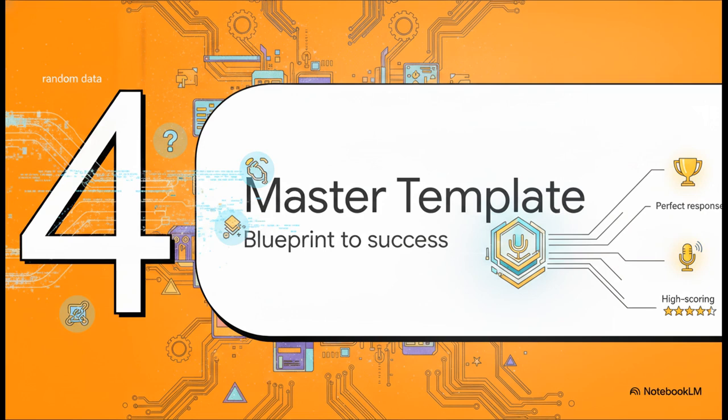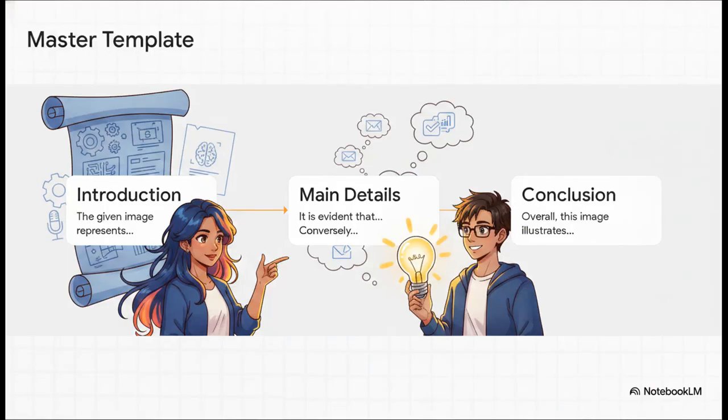Section 4. The Universal Master Template. This right here is your ultimate blueprint for success. Let's walk through this blueprint step by step. It turns random data into a perfect high-scoring response every single time. First, the introduction. The given image represents a blank that provides information regarding blank. Next, the main details, where you plug in your 3 factors.